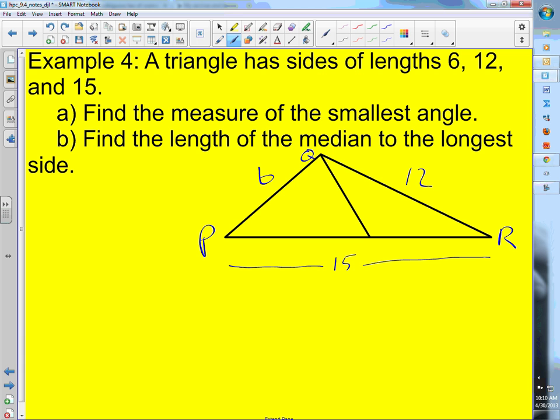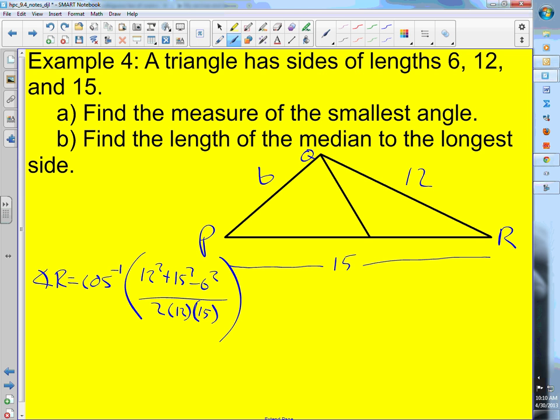Okay? So if we're going to find angle R, we're going to use law of cosines. Angle R is going to equal cos inverse of what? And you're going to do cos inverse of that mess. And then you can go straight to your answer with your calculator.